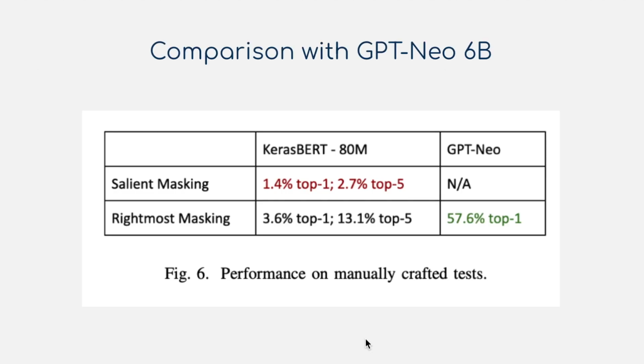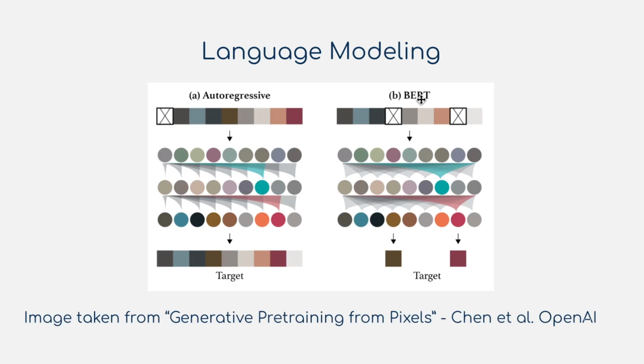So Figure 6 is showing our comparison of the GPT-NEO model with KerasBERT, and there are a few things to note about this comparison. The first is that these are our manually crafted test sets. We've constructed 200 paraphrases of things in the training data, so they aren't exactly in the training data, and this causes a massive performance decrease for our KerasBERT model. The second thing is salient masking compared to rightmost masking. As mentioned at the very beginning of the talk, our KerasBERT model can model context bidirectionally, whereas these GPT models are autoregressive models, so they only predict at the very end of the sequence.